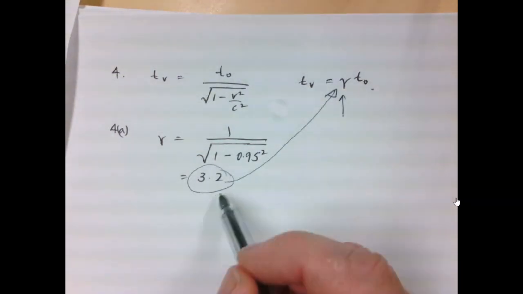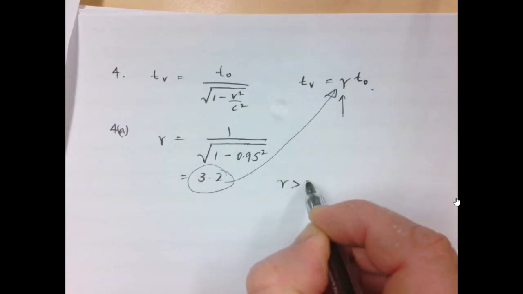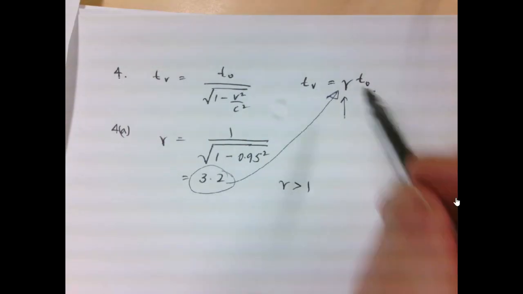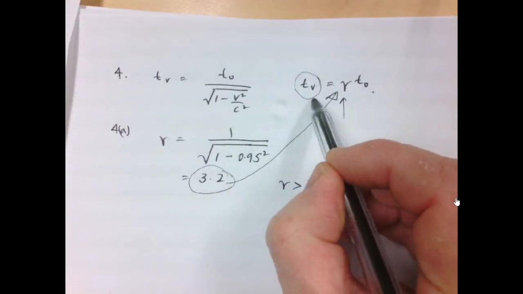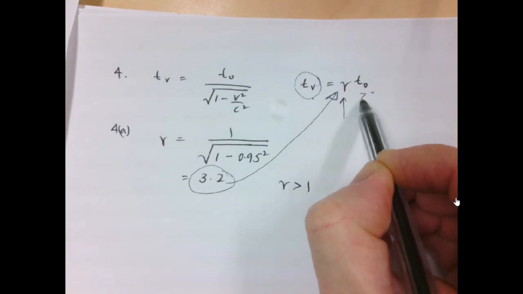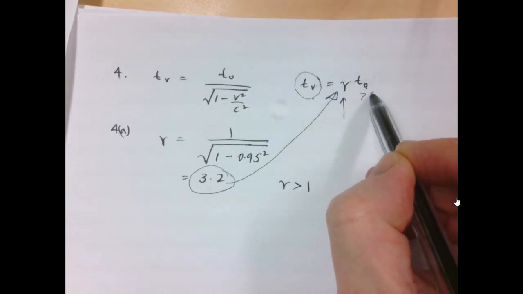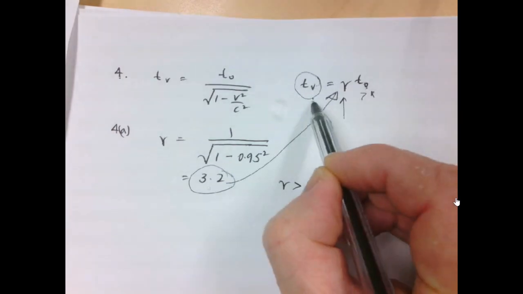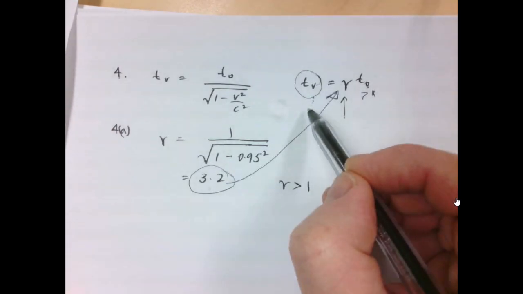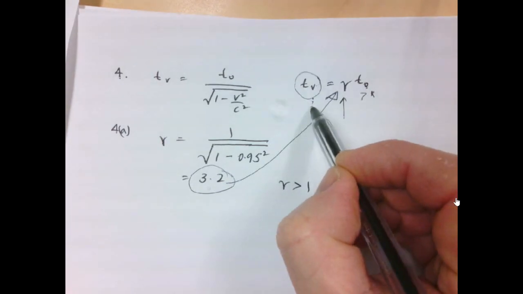Now remembering this number is always greater than 1. Since it's always greater than 1, this means the time at velocity will be bigger than the time at rest. And this is T naught is the stationary rest frame. And this is as you observe the object, the time happening in the moving reference frame.